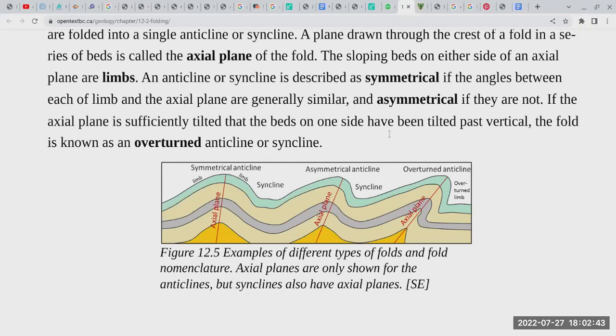Let us look at the asymmetrical one now. So the angle from the axial plane, this limb here, the angle here looks to me to be very wide compared to this angle. Sir, it's not equal. And you don't have to take a geometry set and measure it.